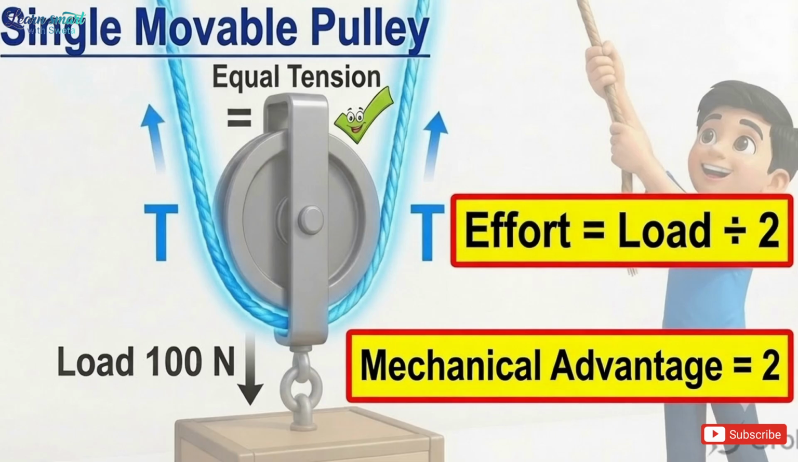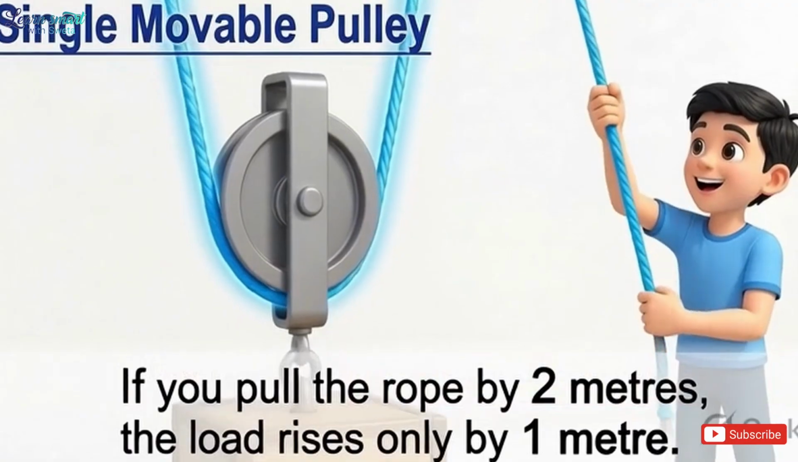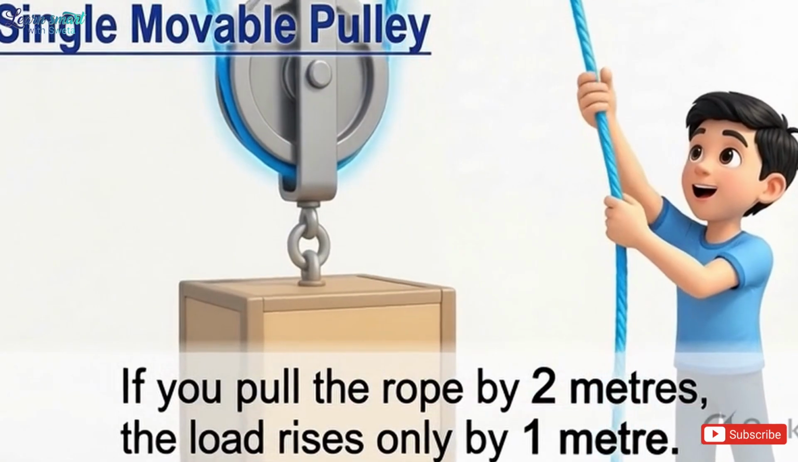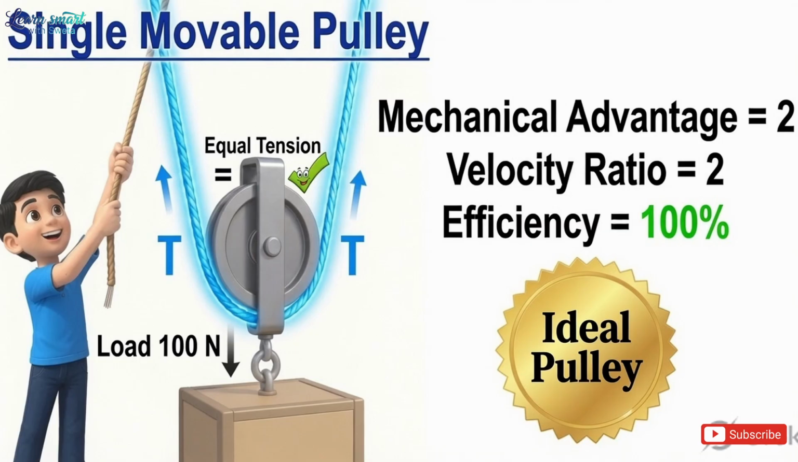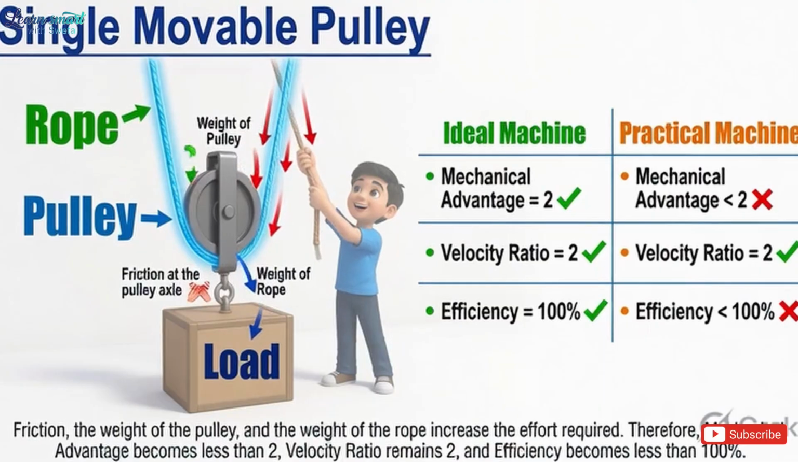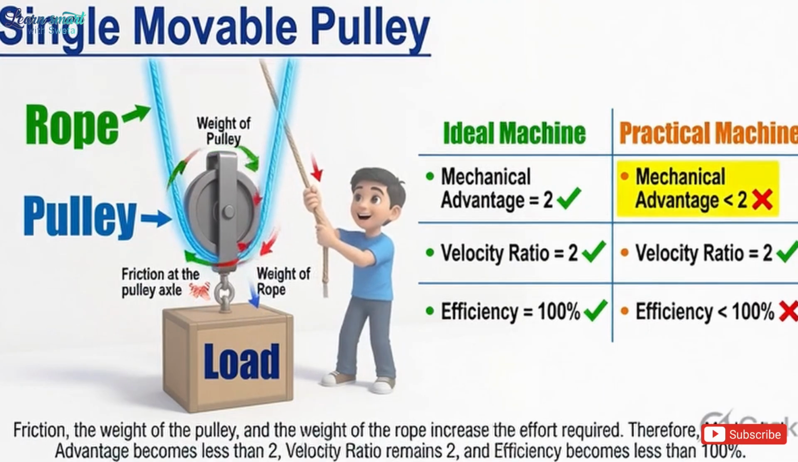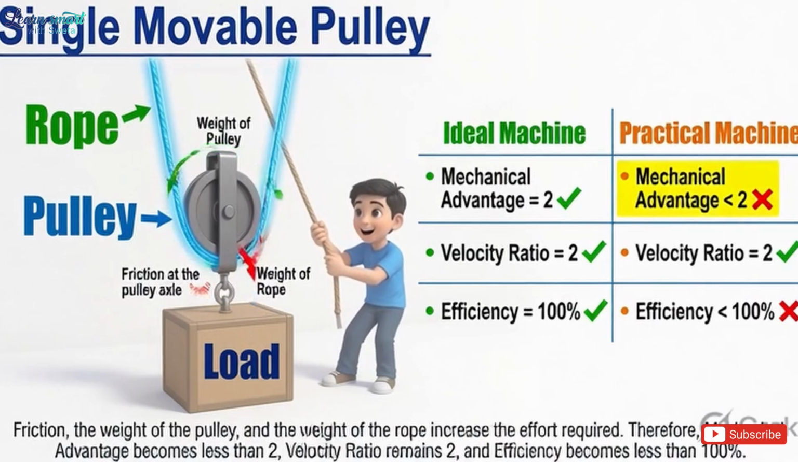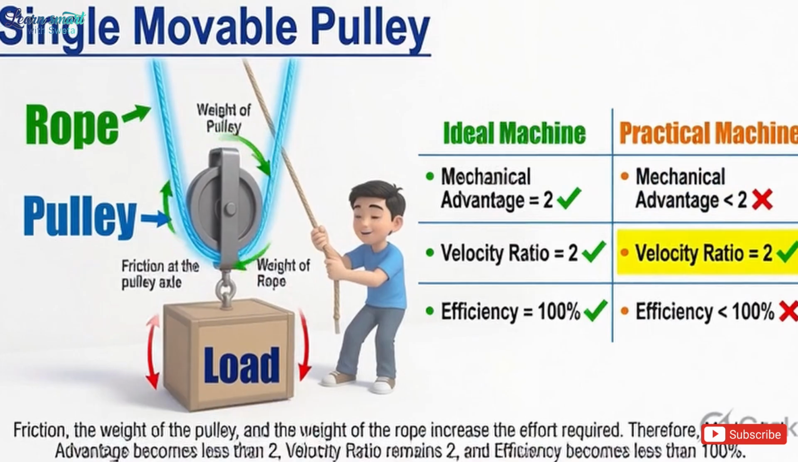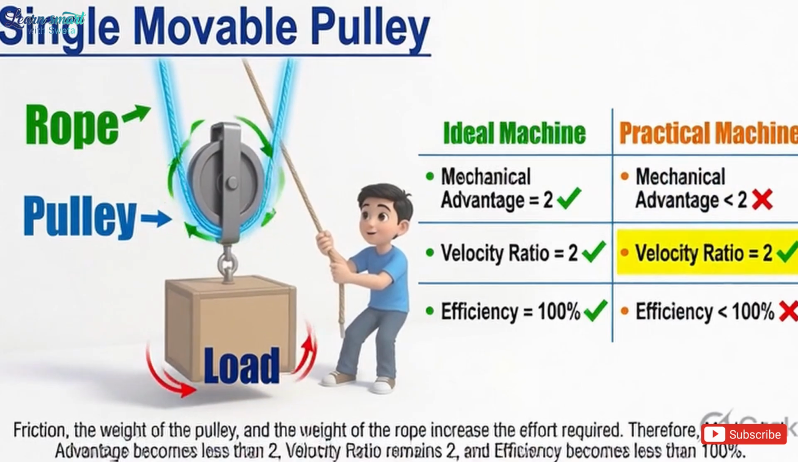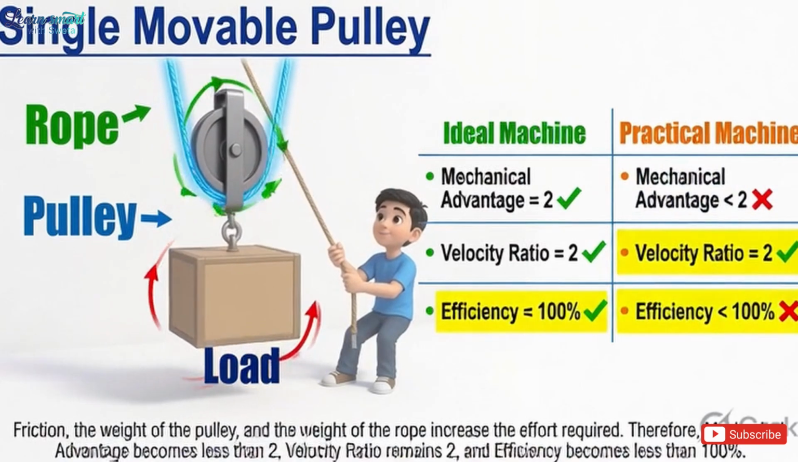If you pull the rope by 2 meters, the load rises only by 1 meter. So, velocity ratio equals 2. Hence, efficiency is 100% for an ideal pulley. But in practice, friction, the weight of the pulley and the weight of the rope increase the effort required. So, mechanical advantage becomes less than 2. But velocity ratio remains 2 and efficiency therefore becomes less than 100%.